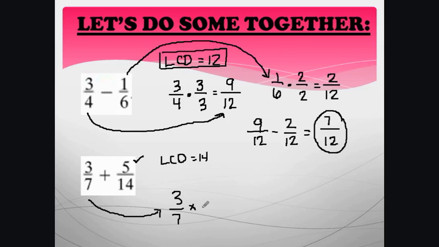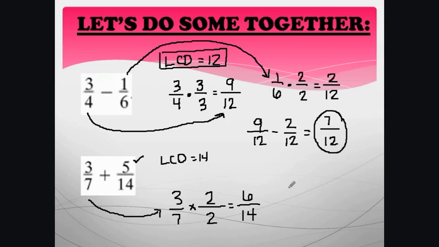So what fraction should we multiply 3/7 by so that our denominator equals 14? So 7 times what number equals 14? Well, that's 2. 7 times 2 equals 14. And what we do to our denominator, we also do to our numerator. So 3 times 2 is equal to 6.